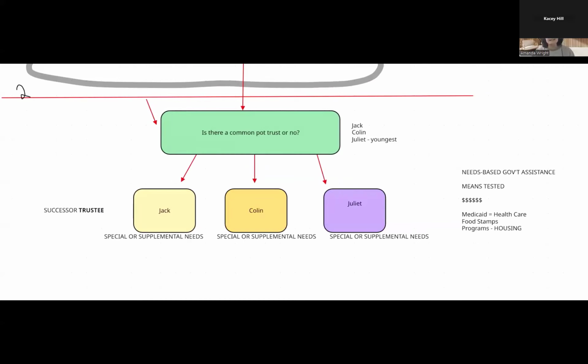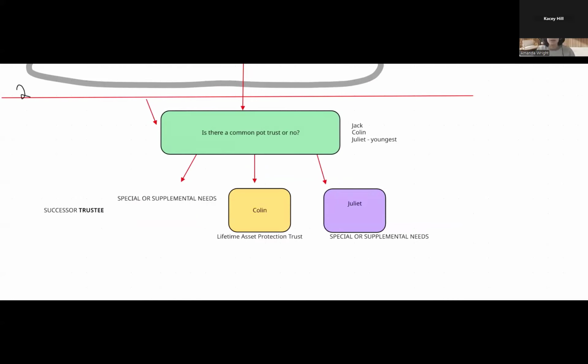And finally, all three of them don't have to inherit the same way. Juliet might have a special needs trust, Colin might have a lifetime asset protection trust, and Jack might be inheriting his money outright with himself in charge, right? So he's not having anything in trust. His money's going outright and unprotected. So all three of them could be inheriting differently, okay? So that'll look different in Wealth Counsel as well.